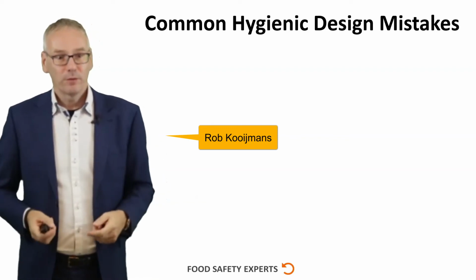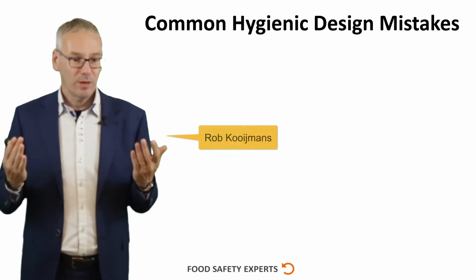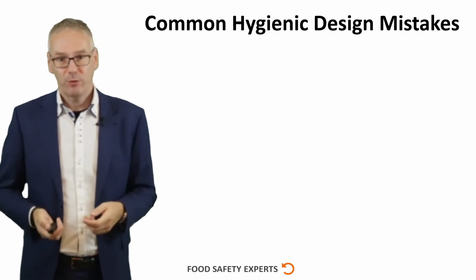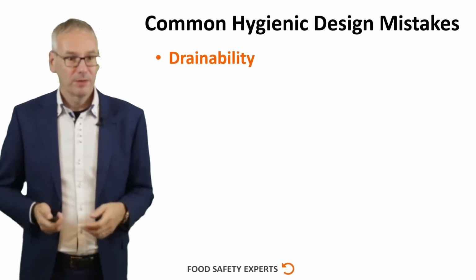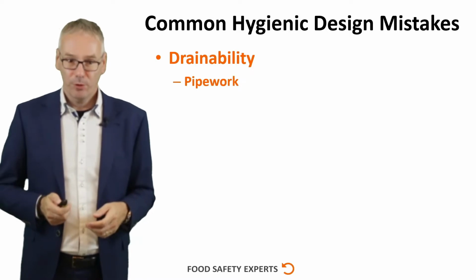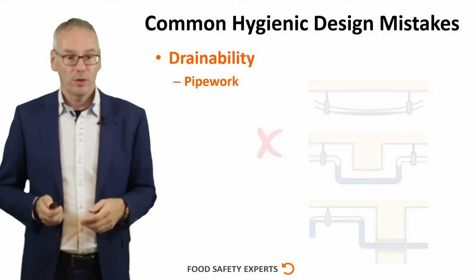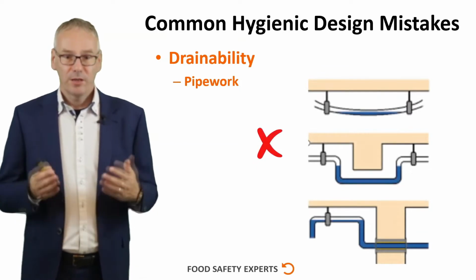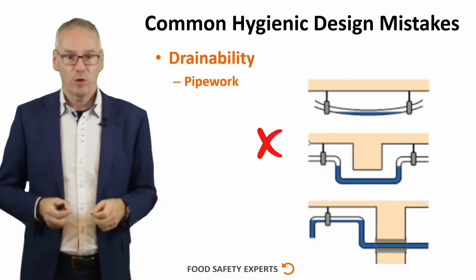Let's have a look at the most common hygienic design mistakes. And I have a few categories to share with you today. First of all, drainability. And let's focus first on drainability of pipework, because that's where we see a lot of things go wrong in our food factories. Here are some examples of pipes that are not constructed in the right way.